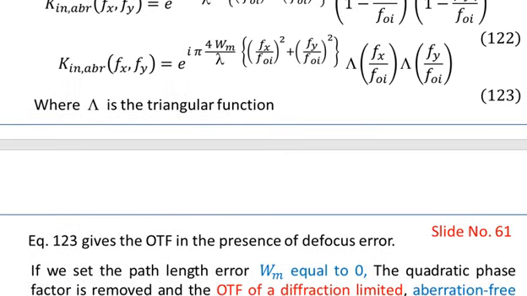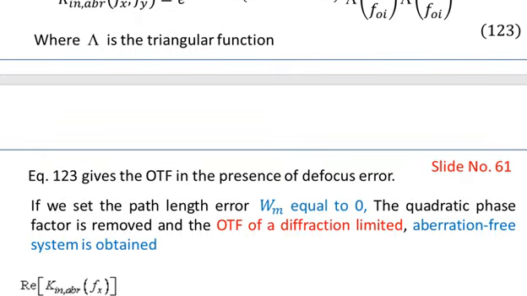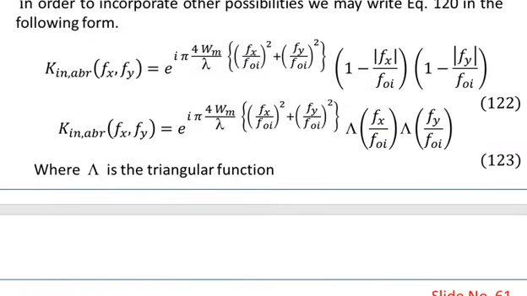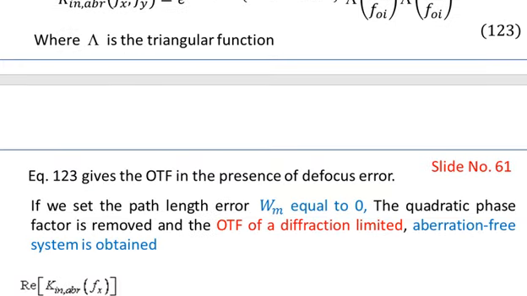Now equation number 123 gives the OTF in the presence of defocus error. If we set the path length error Wm equal to 0, you will get K with aberration equal to K without aberration. That is, no defocus error is present. The original incoherent transfer function is obtained in the presence of defocus when you set Wm equal to 0. If we set the path length error Wm equal to 0, the quadratic phase factor is removed and the OTF of a diffraction limited aberration free system is obtained. And you know that here in this case the aberration is defocus error.